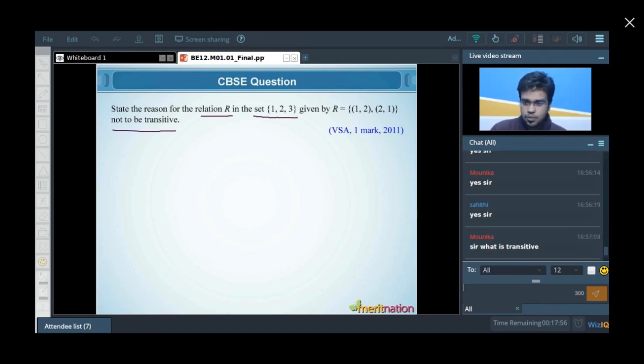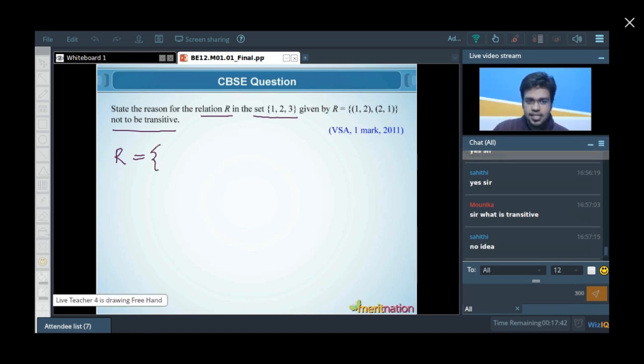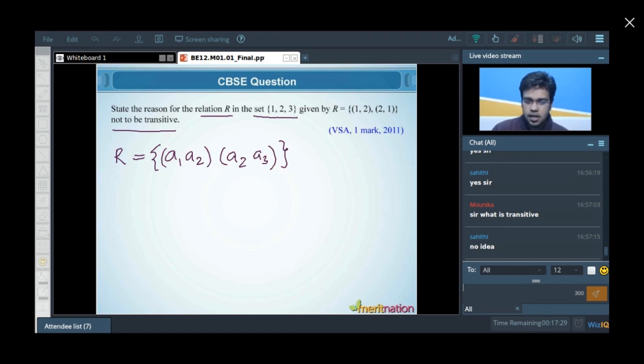Yes, Monica, that's what I'm asking. Can anybody tell what is meant by a relation R to be transitive? Anyone? Oh, okay. A relation R is transitive when I have elements (A1, A2) and (A2, A3). If they belong to relation R, then (A1, A3) should also belong to this relation R, right?